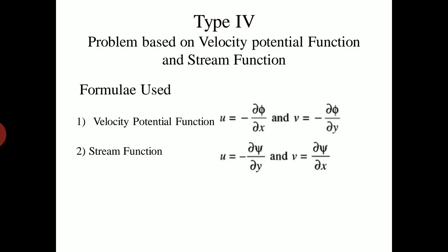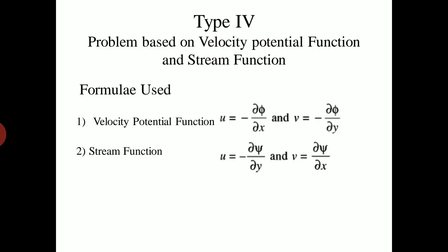So now we'll be discussing the next type of numerical, that is the numericals based on velocity potential function and stream function. The formulas used are u is equal to minus ∂φ/∂x and v is equal to minus ∂φ/∂y. Here u is the velocity component in the x direction, and φ is the velocity potential function. Similarly, v is the velocity component in the y direction.